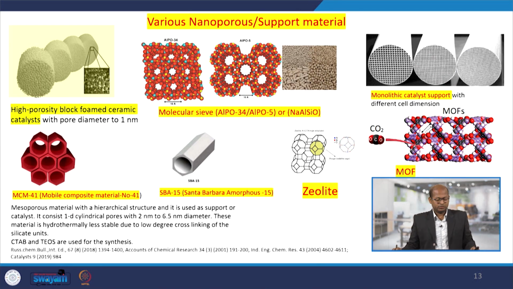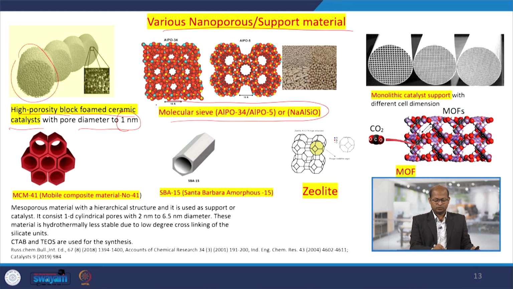Here you can see various nanoporous materials or support materials that I am showing. This is a highly porous block-formed ceramic catalyst, where the pore diameter is 1 nanometer in this case, and here alpha 34, alpha 5 molecular sieve type of catalyst. So, these are the pores present in the catalyst.